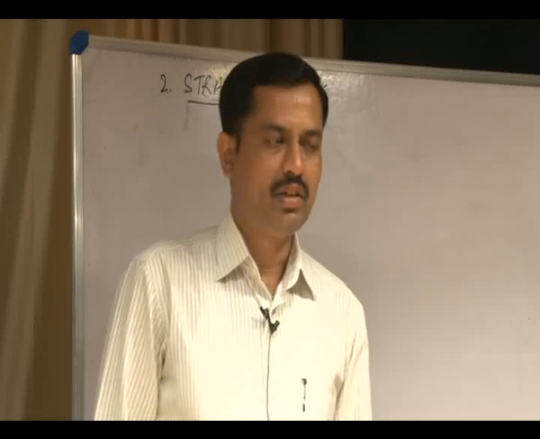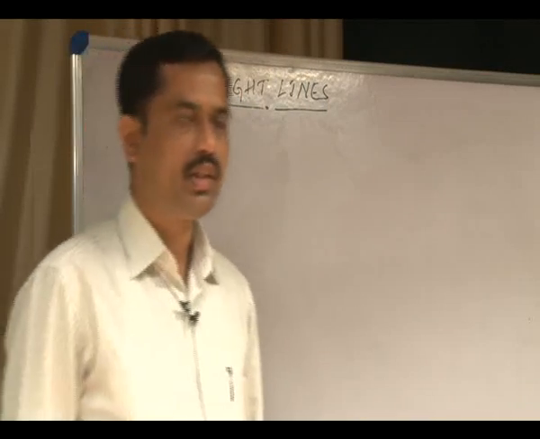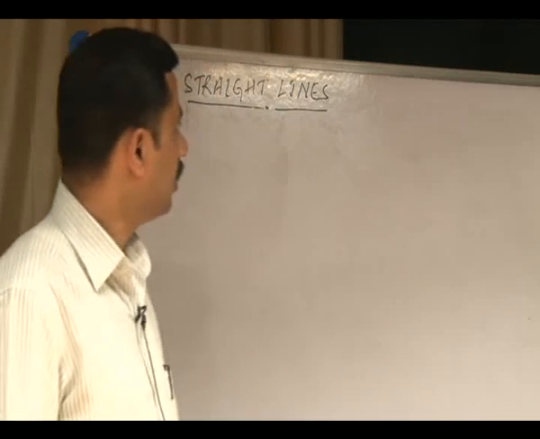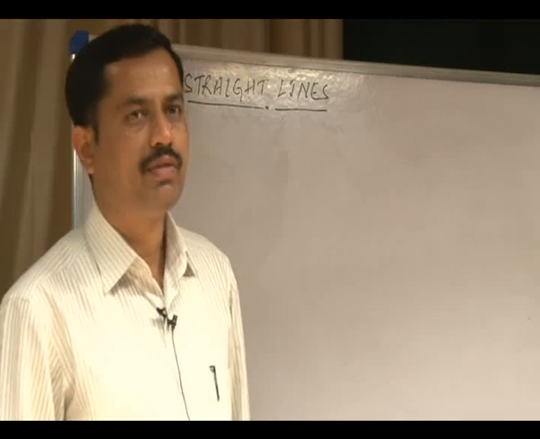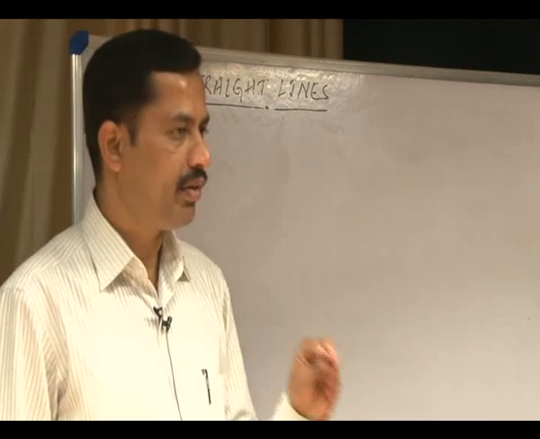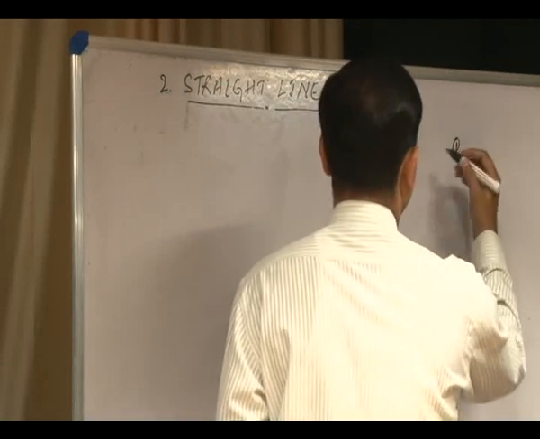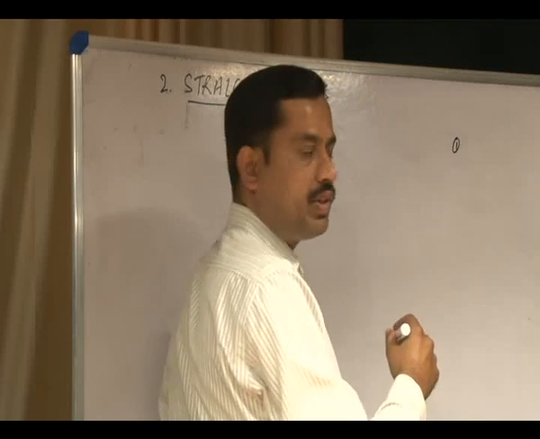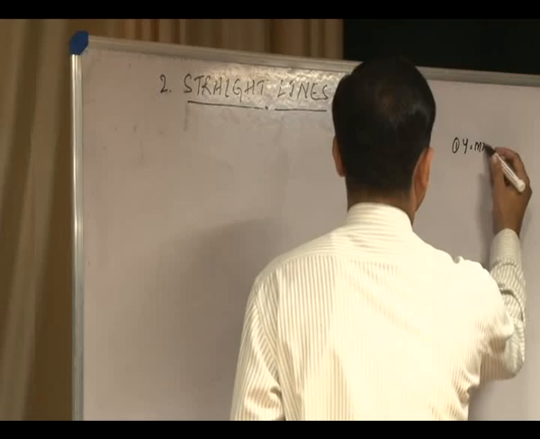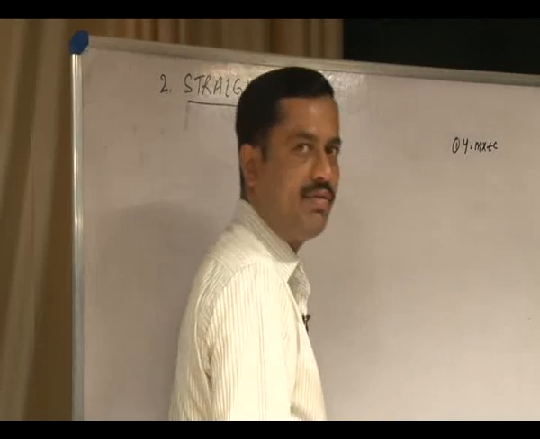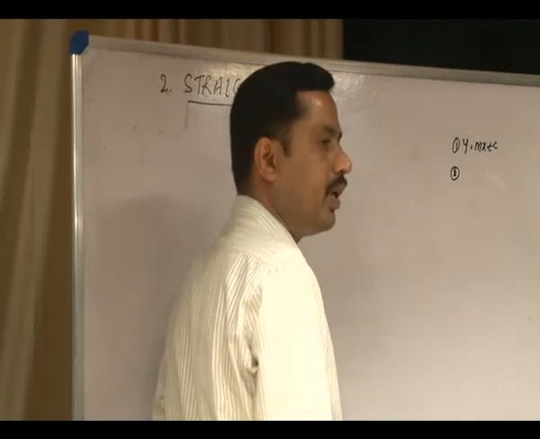So in the last class we were discussing straight lines in analytical geometry, second chapter, that is straight lines. In that we have derived different forms of equations of straight lines. There are five different forms. The first one is the slope intercept form, given by y is equal to mx plus c. Then the second form is the slope point form.